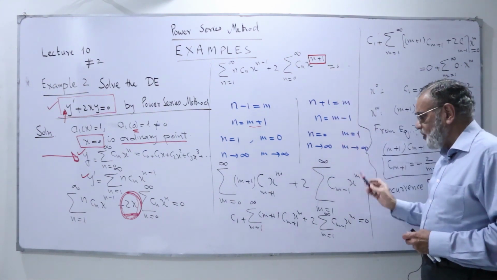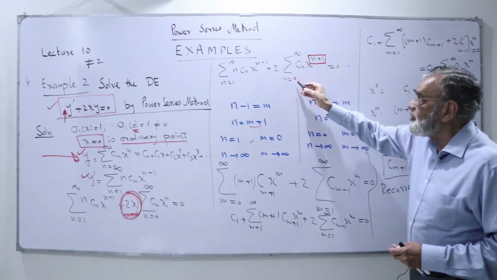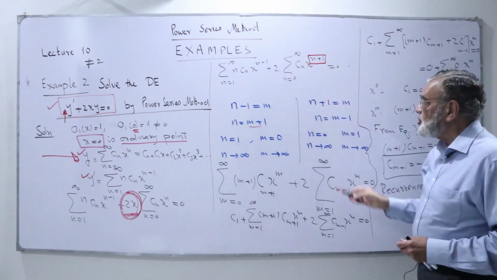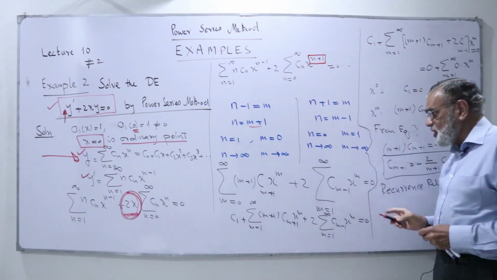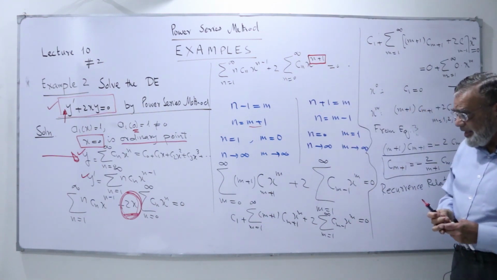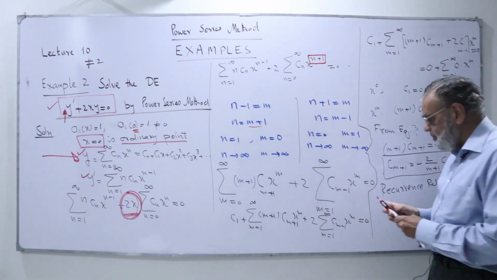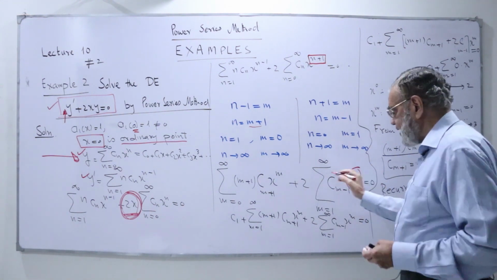When n goes to infinity, m goes to infinity. The 2 is outside, and we have 1 to infinity. This changes to m minus 1. Now this is the equation I get. Here I have equated the powers. This is x to the power m, which we can take common.